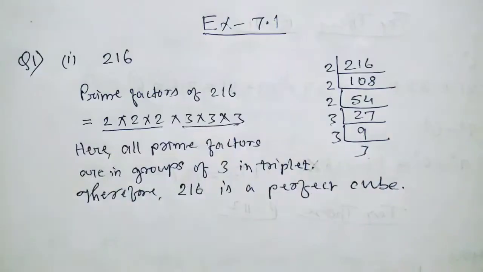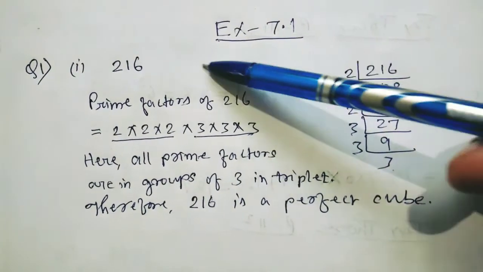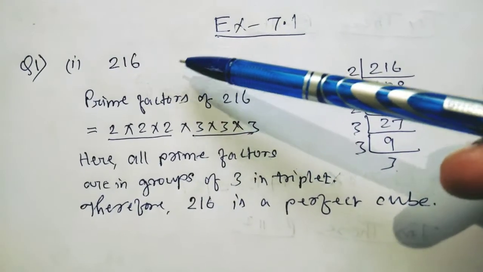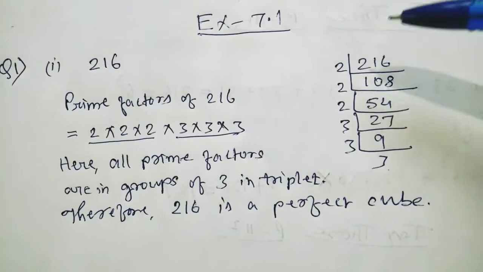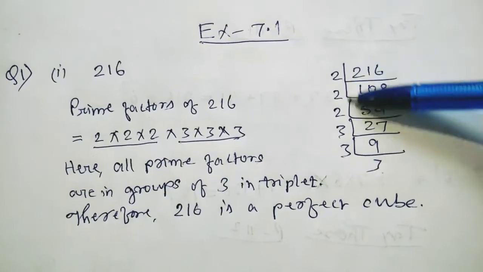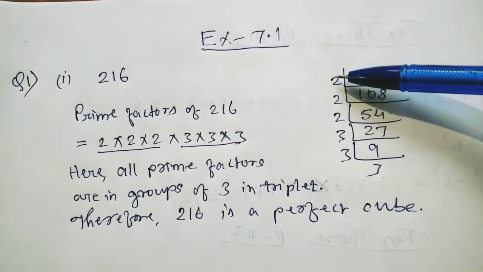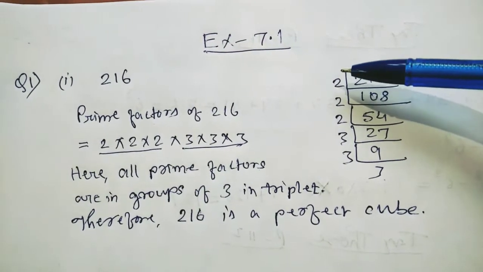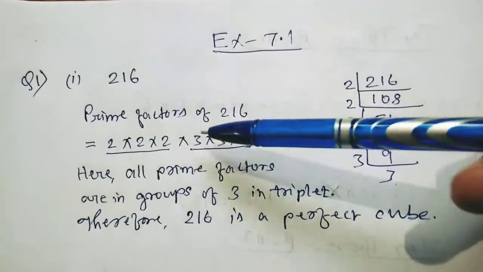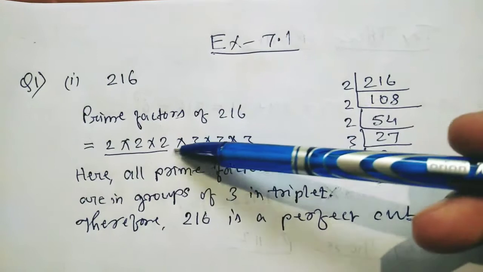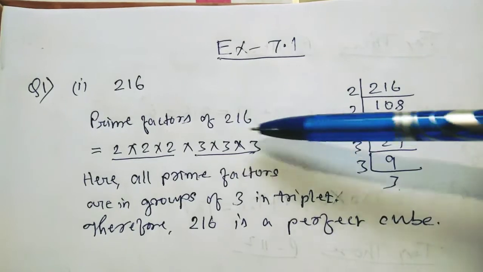Let's see this. Now all of you see here exercise 7.1, question number 1 of 216. First of all, you have to factorize this number 216 by the prime factorization method. So you have to factorize it. You have to divide the numbers with prime numbers, always starting with 2. After factorizing, you have to write the prime factors. So the prime factors of 216 are 2 into 2 into 2, 3 into 3 into 3. All these numbers you have to write.